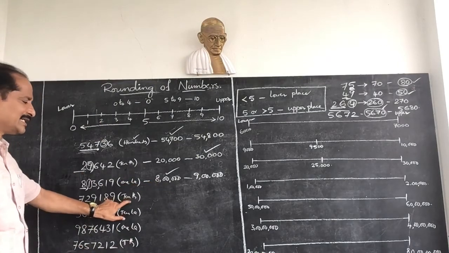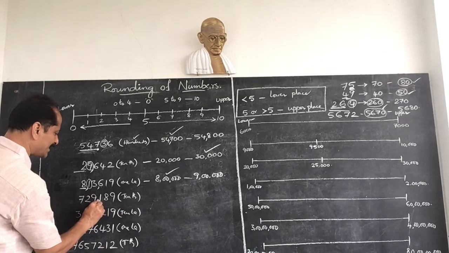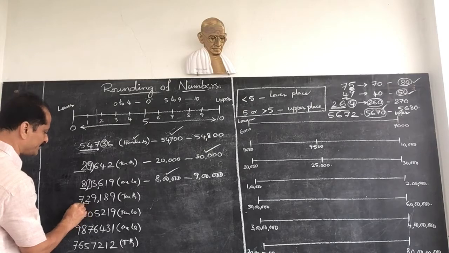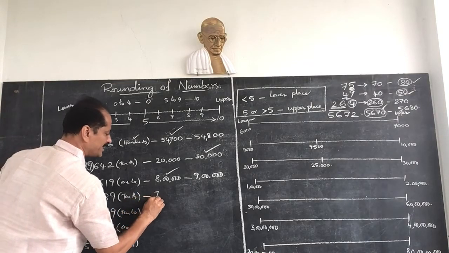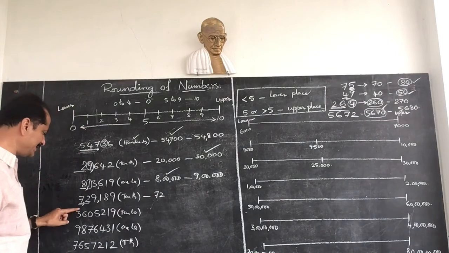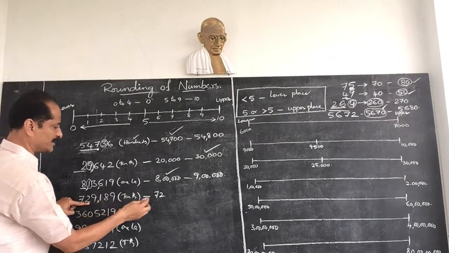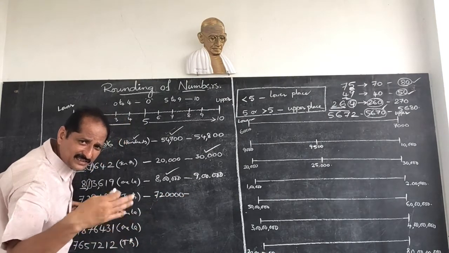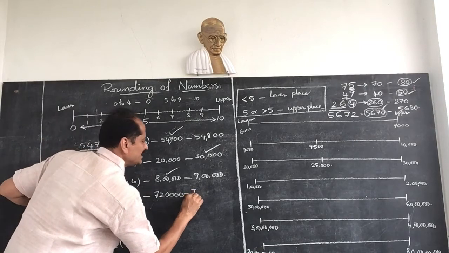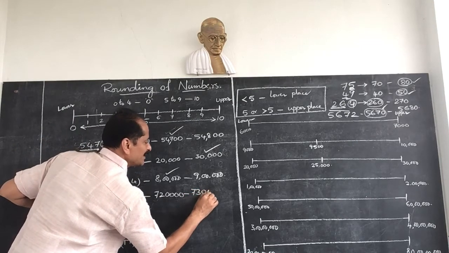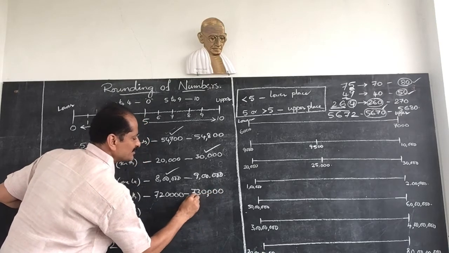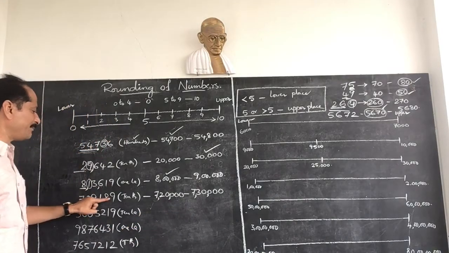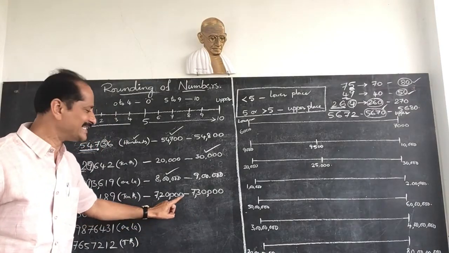Next, 10,000s. Again he is asking 10,000s. How many 10,000s are there? Units, thousands, lakhs. So how many 10,000s? 72 10,000. That means this number is in between 72 10,000 and 73 10,000. 10,000 means after how many zeros? 1, 2, 3, 4 zeros. 73 10,000 means 7,30,000. 72 10,000 means 7,20,000. That means this number is in between 7,20,000 and 7,30,000.